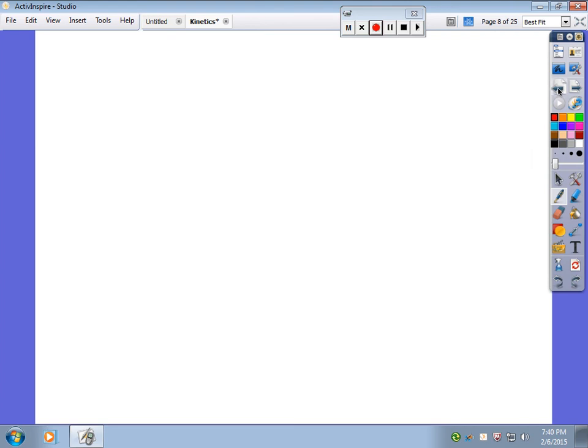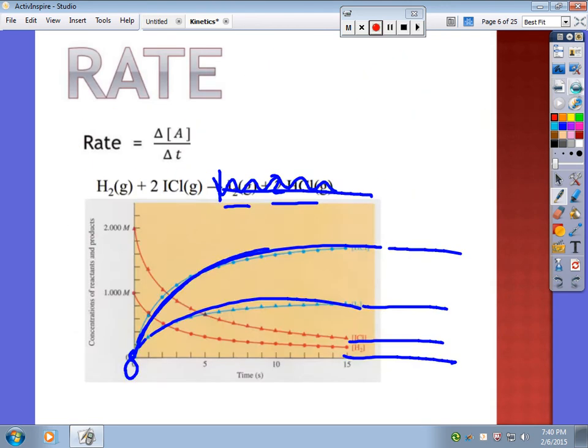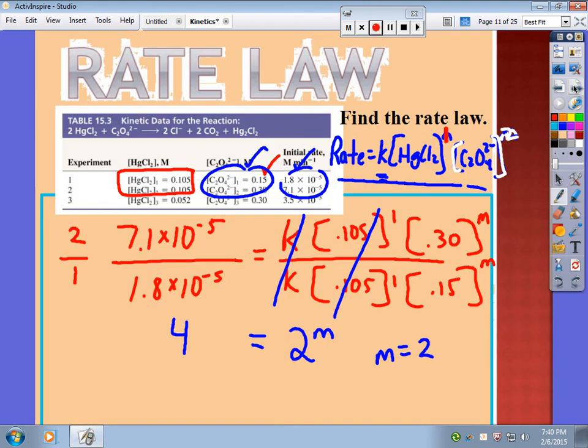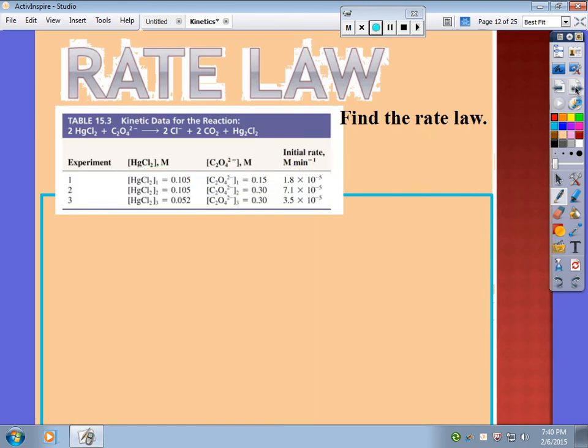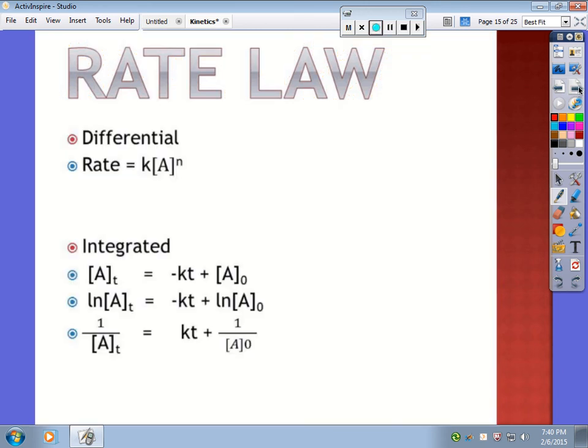The two diagrams are completely different, right? Time and concentration for rate. Experiment 1, Experiment 2, Experiment 3 for rate law. We call this rate law the differential rate law. And the integrated rate law we're going to look at later. Okay? That's it for this podcast right now.